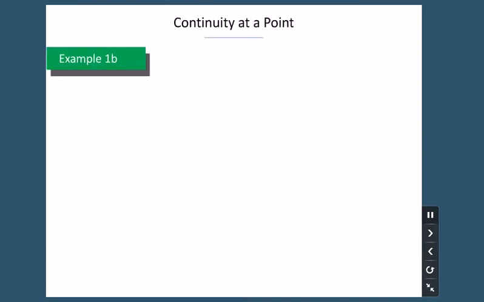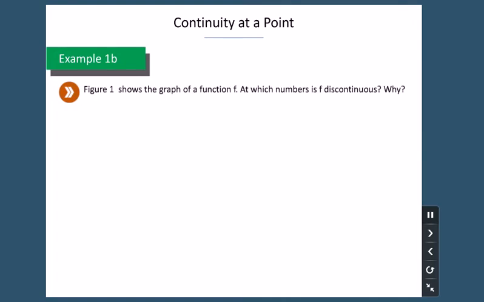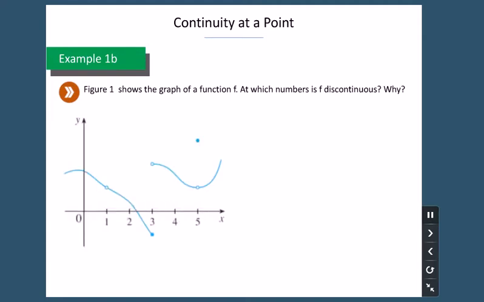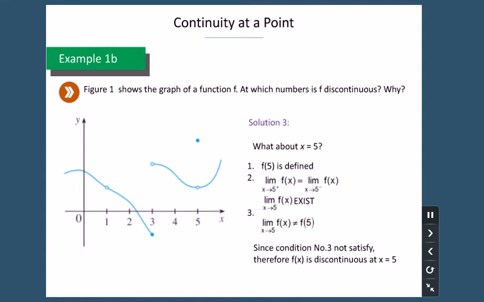Example 1b. Figure 1 shows the graph of a function f. At which numbers is f discontinuous? Why? Solution 3. What about x equals 5? f(5) is defined, and the limit exists. Since condition number 3 is not satisfied, therefore f(x) is discontinuous at x equals 5.